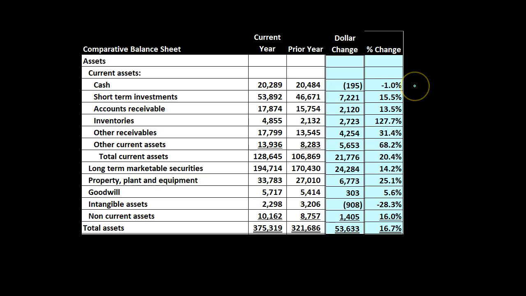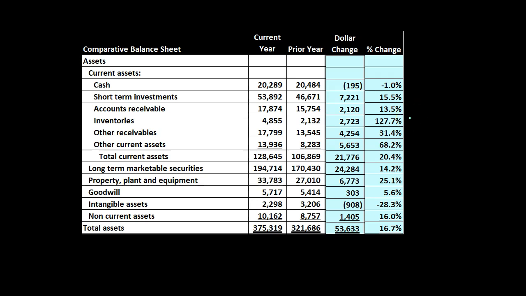So obviously the cash change fairly small. Short-term investments, 15% increase. We might go in there and say, why did we put more into investments? Accounts receivable, 13%, somewhat significant. We can look into the receivables and say, are we collecting on the receivables? Why are the receivables going up? Do we have uncollectible receivables on the books or something like that?